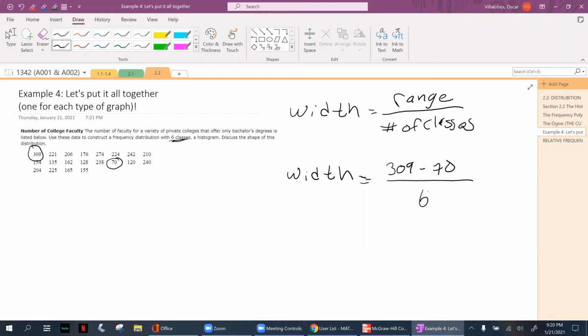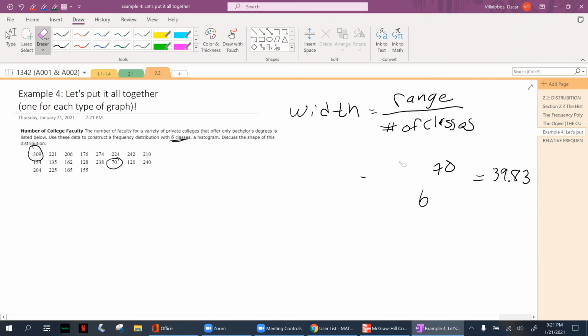This is going to be 6. And 309, we get 309 minus 70. That's going to give me 239 divided by 6. That is going to give me 39.83. But what did we say yesterday? We said that we always round up. You need to round up to the highest next whole number, which would be 40. So my width is 40.